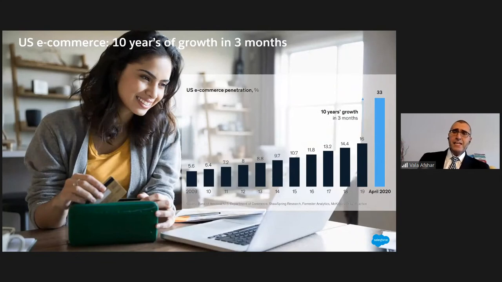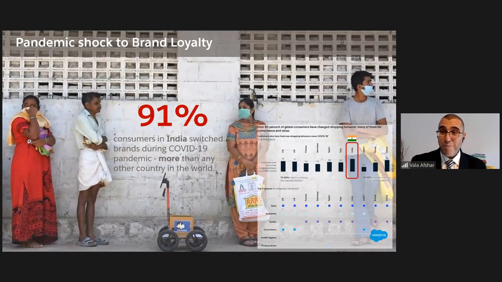Now, in the US, we have seen 10 years of increased adoption in e-commerce, for example, just in the last 3 months. And this is not just a US phenomenon, this is a global phenomenon, including India. In fact, since the pandemic, there is a shock to brand loyalty. Consumers, customers are looking for safety and accessibility.